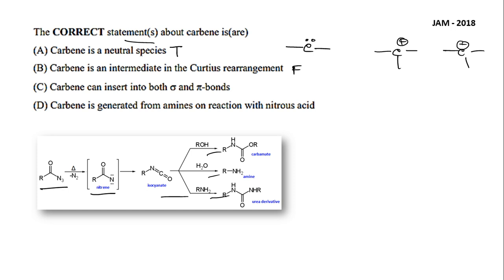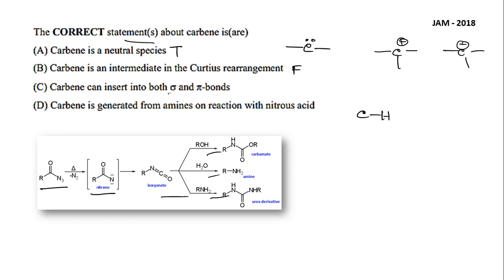Carbene can insert into both sigma and pi bonds. Now how can it be inserted into pi bonds? Several examples we have seen. With a C=C double bond, you know, there is cyclopropanation, and in C-H insertion, that is in between C and H, carbene can be inserted. That means this statement is also true, it is possible.